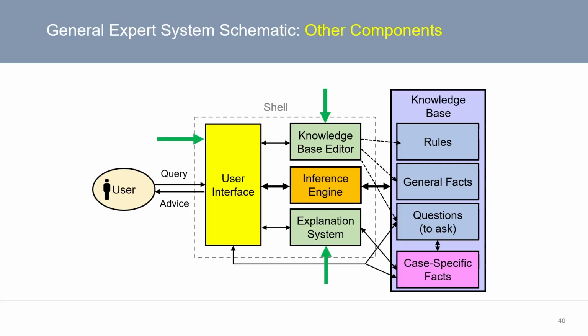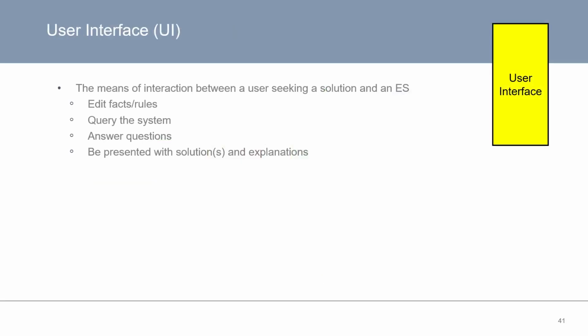We're going to go into a little bit more depth on things like the knowledge base editor, the explanation system, and the user interface, all indicated here by green arrows. First, the user interface is a means of interaction between the user seeking a solution and the expert system. The interface allows us to edit facts or rules, query the system, answer questions, and be presented with solutions and explanations. The user interface is directly or indirectly connected to all parts of the expert system.